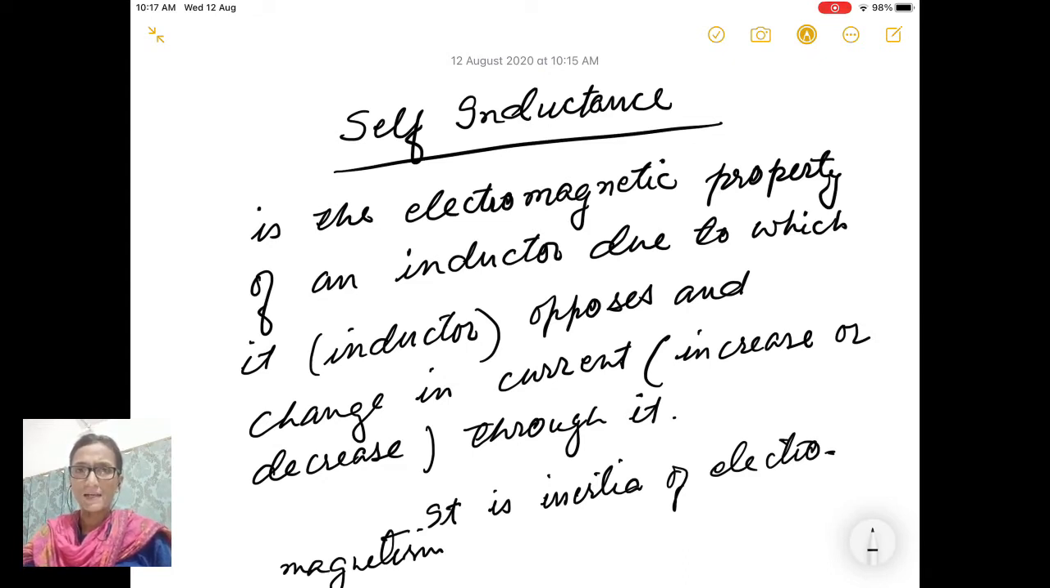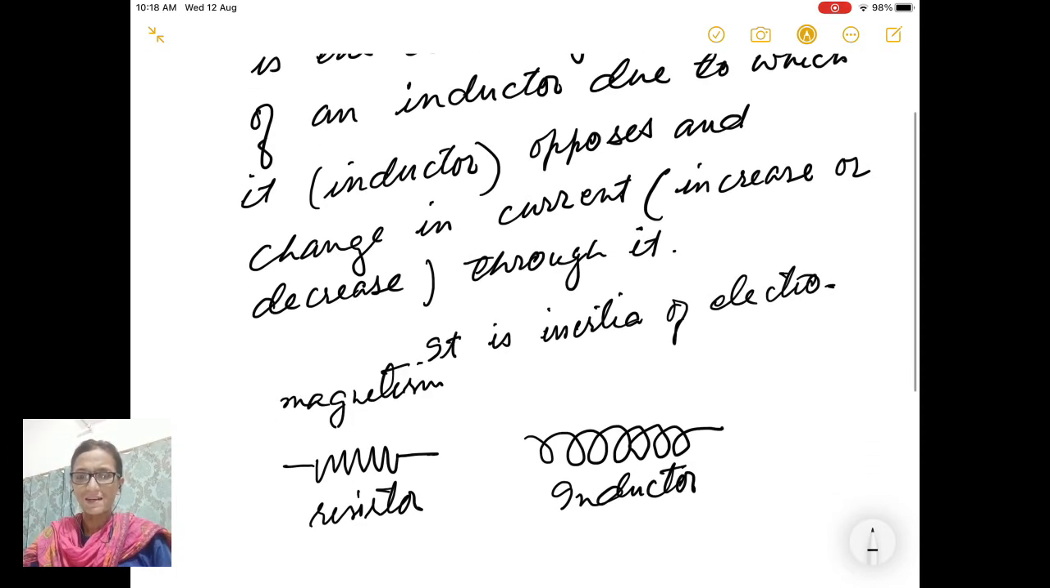Self-inductance is the electromagnetic property of an inductor, due to which it opposes any change of current flowing through it. Like in mechanics, mass opposes any change of state of rest or state of motion. So mass is called the measure of inertia in mechanics. Now self-inductance opposes any change of current through the inductor. So self-inductance is called the electromagnetic inertia of any matter.